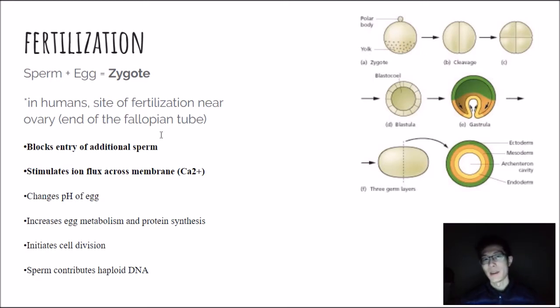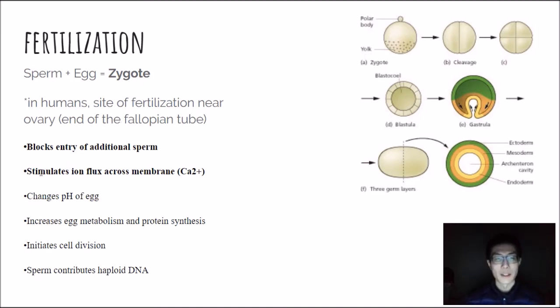So let's go through the steps of development in general, just to keep things fresh. If you think back to middle school or elementary school, when you learned about the birds and the bees, right? That whole annoying process that they make you do in health classes and whatnot. Fertilization is really just your sperm and your egg coming together, and then they form a zygote. In humans, the site of fertilization is near the ovary, towards the end within the fallopian tube. Once a sperm actually fertilizes an egg, there's going to be some chemical changes so that the egg will eventually block entry of additional sperm. That prevents polyspermy, which is, in short, really bad.